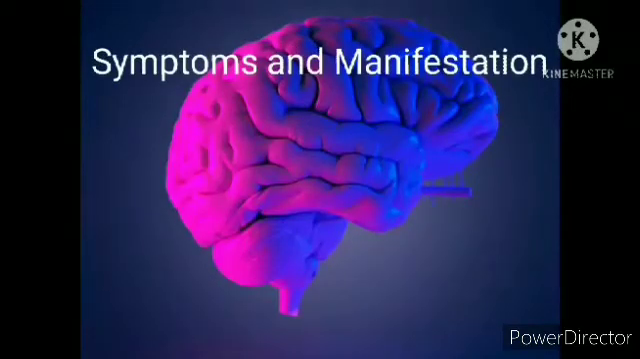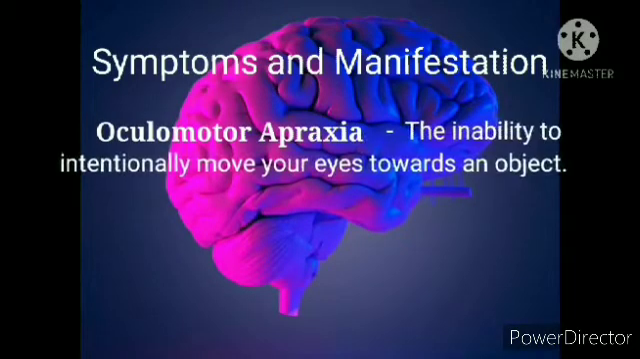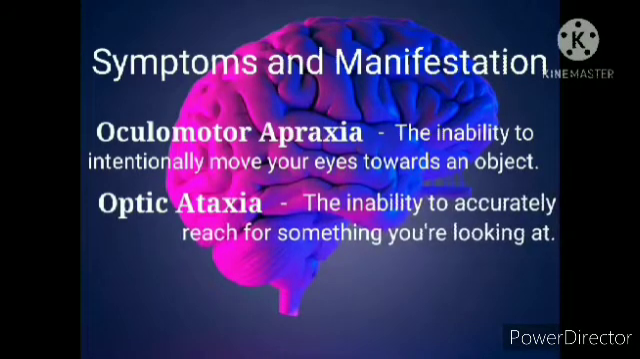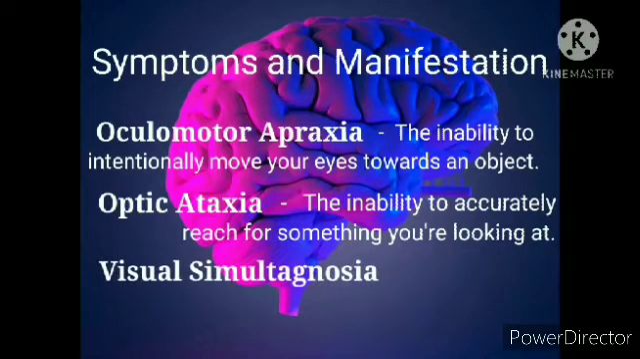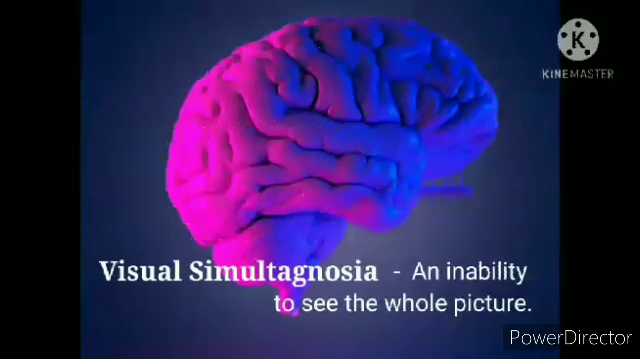In addition, it may be impossible to read, since simultagnosia means you may only see one letter at a time and may not be able to put that letter into the context of a word or sentence. Symptoms and manifestation. Oculomotor apraxia, the inability to intentionally move your eyes towards an object. Optic ataxia, the inability to accurately reach for something you're looking at. Visual simultagnosia, an inability to see the whole picture.